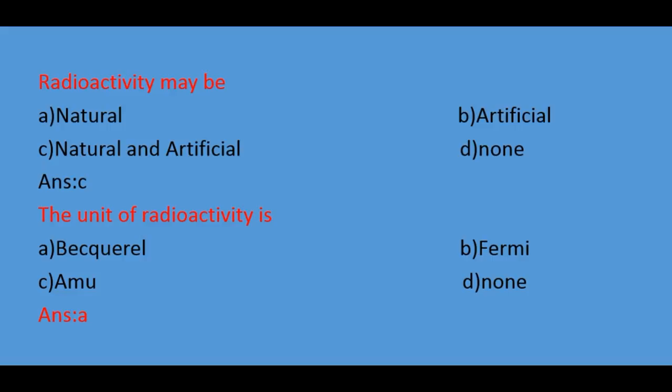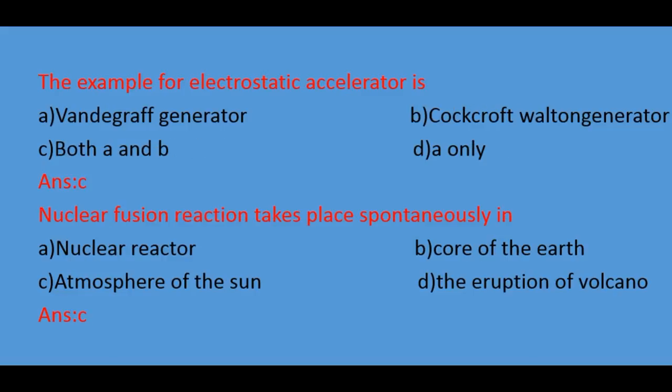The next question is, the unit of radioactivity is. The unit of radioactivity is becquerel, named after the scientist Henry Becquerel. The next question is, the example for an electrostatic accelerator is. Electrostatic accelerator means charged particles are accelerated by applying a constant potential difference. The answer is Van de Graaff generator and Cockcroft Walton generator. So the answer is D.